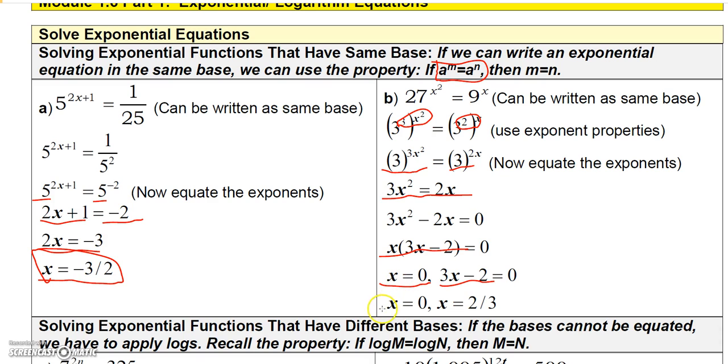Well, x equals 0 is one answer, and then you solve this equation and you get x equals 2/3 for the other answer. And so you have two answers for this problem, x equals 0 or x equals 2/3. Now I'll show you how to solve some more complicated problems using logs in the next video.